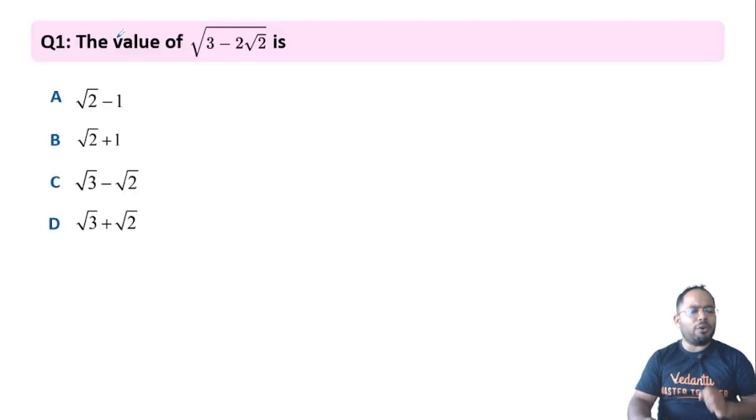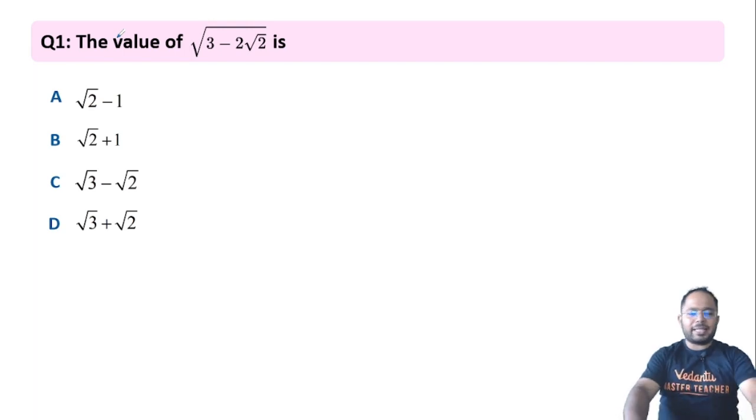The value of under root 3 minus 2 root 2. Very good question. Think over it, how you can get the answer of this. The value of under root 3 minus 2 root 2. Take a pause on the video, solve it, and get back with your answers.